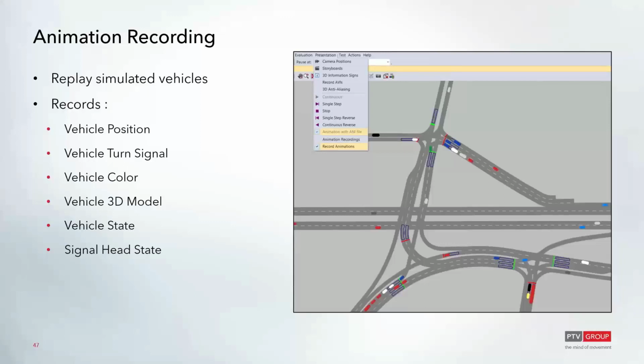These files really only record certain information about the vehicle. They're going to record things like the vehicle position, the turn signal, the color of the vehicle, and the 3D model. And then you'll also get the state of the signal head so that the signal head coloring can also change within that animation file. There is no other information recorded. It really is just position data and the signal head state, included just so that you can replay those graphics at a later time.